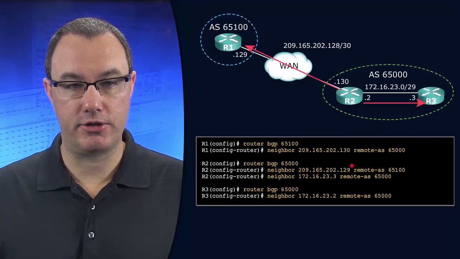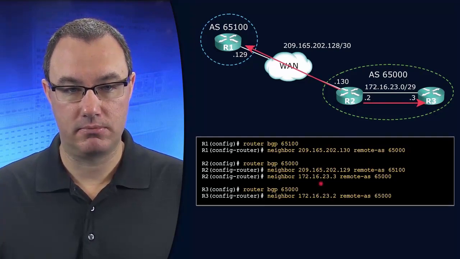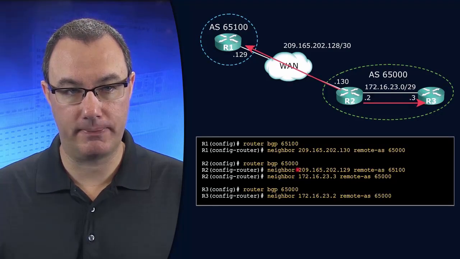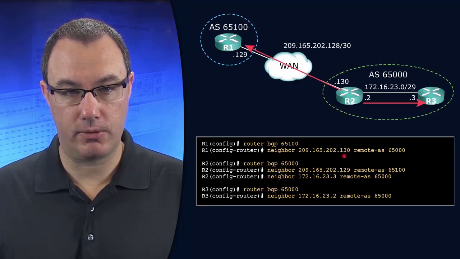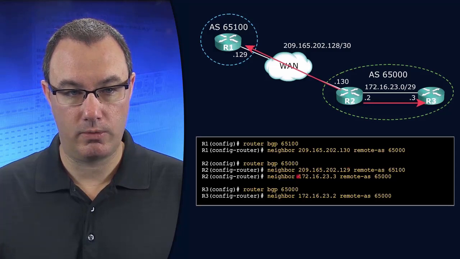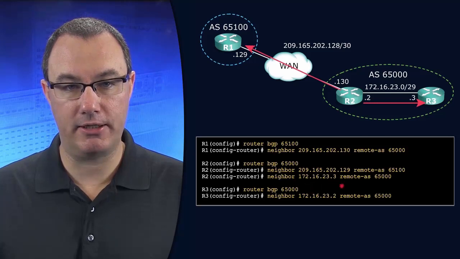And the configuration is relatively uninteresting, but we want to read it nonetheless just to make sure we're confident. So we see R2 and R1 pointing at each other. We see R3 and R2 pointing at each other. And this is an iBGP configuration between R2 and R3.